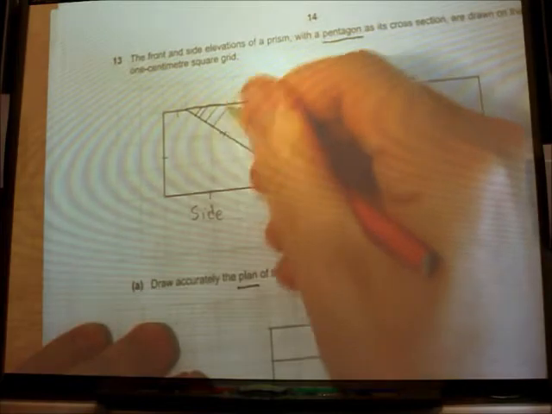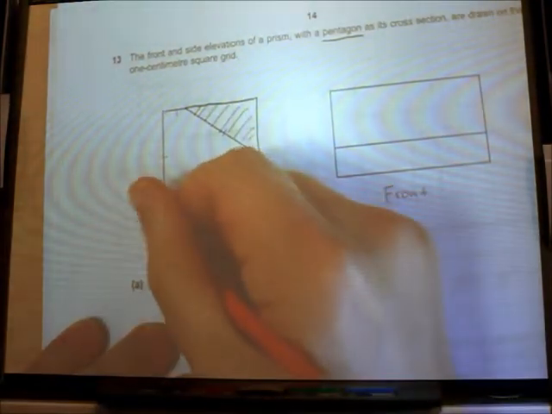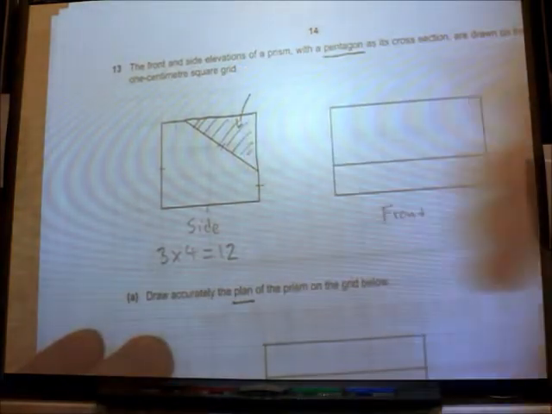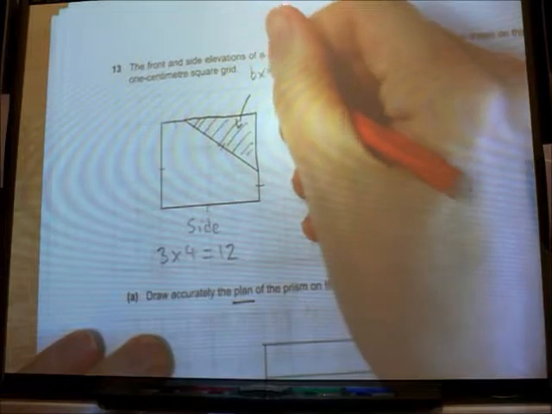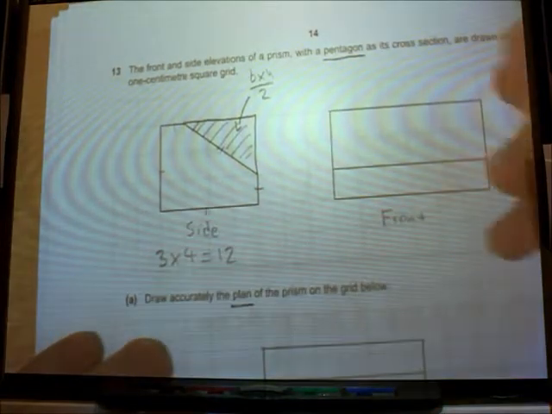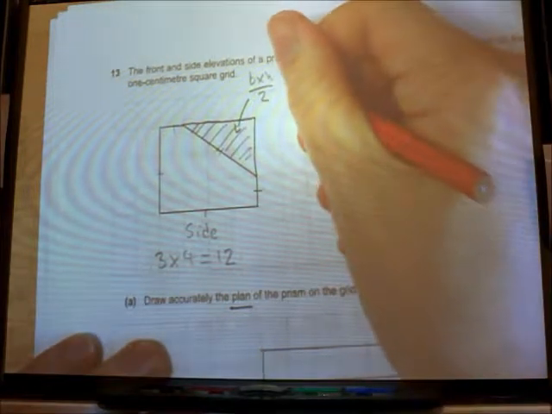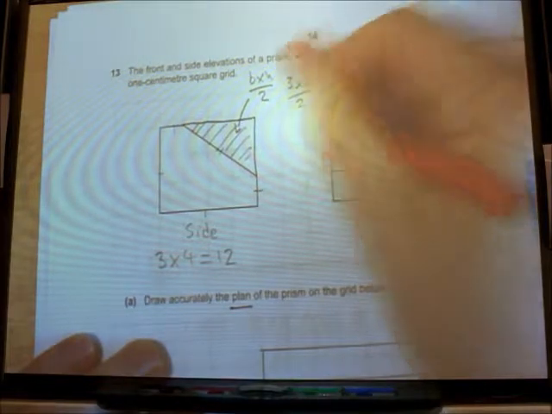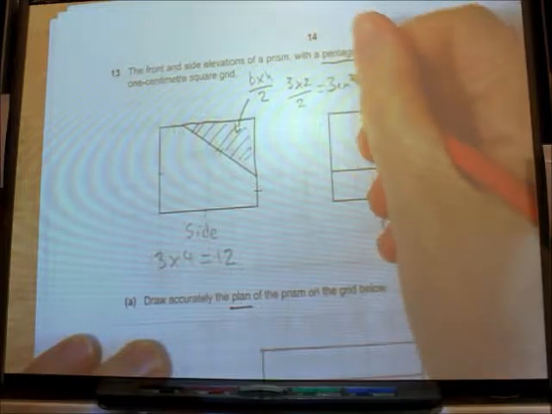So the area of the whole lot is 3 times 4, which gives you 12. And the triangle there, we needed it for the last question and we need it for this question. It is base times the height divided by 2. So the base of that is 1, 2, 3, and the height is 2. So it's 3 times 2 divided by 2. 3 times 2 is 6, half of that is 3. And that is centimetres squared.